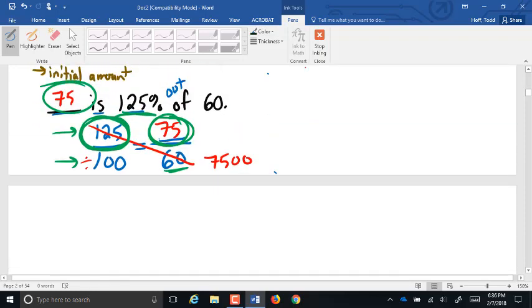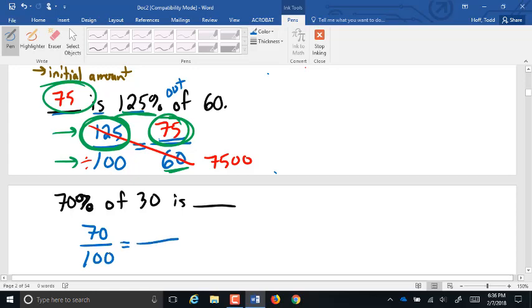There are other ways to word problems like this. We might see 70% of 30 is blank. Worded very differently, but a very, very similar problem. 70% is 70 out of 100. 70% of 30, again, if we read that as out of 30, it implies the 30 goes where? On bottom. Yeah. 70% is blank, implies that blank goes with the 70.